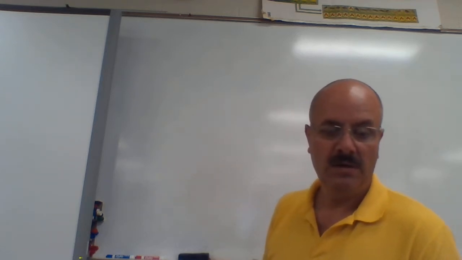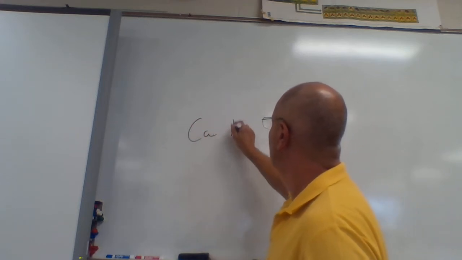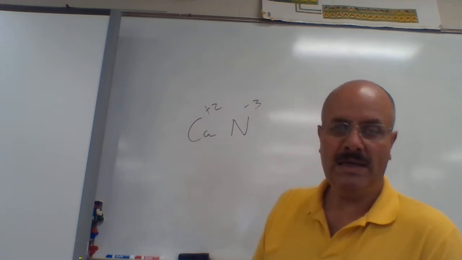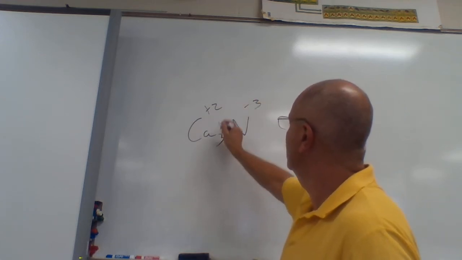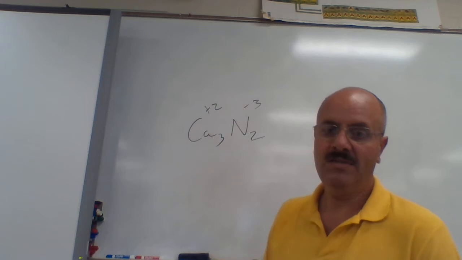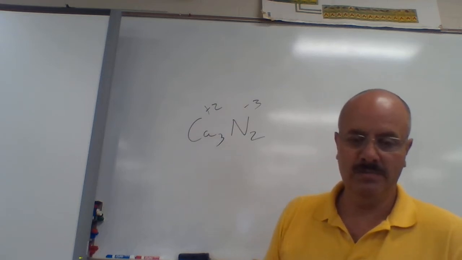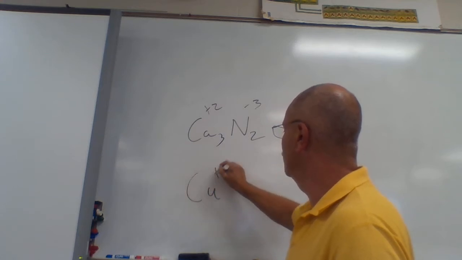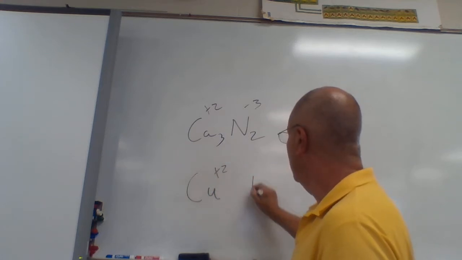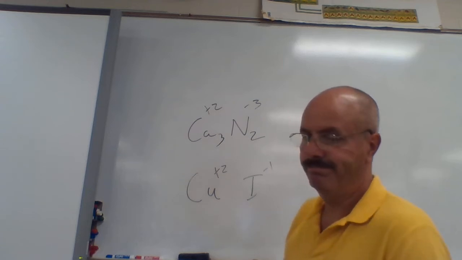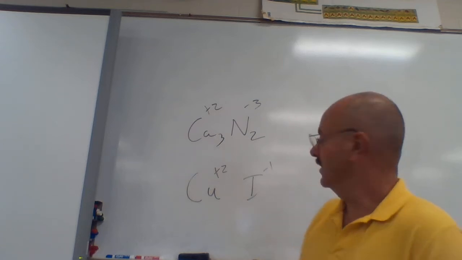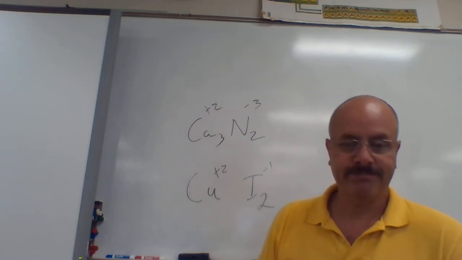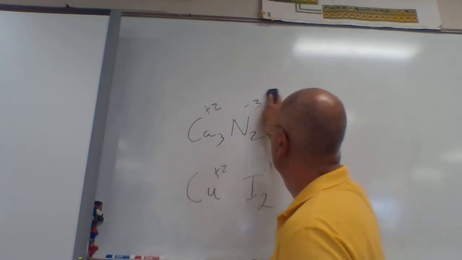Next one, we got Ca and N. Ca is +2, N is -3. Those do not cancel each other. So we're going to bring the 3 over here, and the 2 goes there, and we get Ca3N2. Last one on this one, we got Cu. He's in the middle, so he's a +2. And then we got iodine. He's a -1. Those don't cancel each other, so crisscross it, so we get CuI2 is your answer. All right. Now we go to the next one.